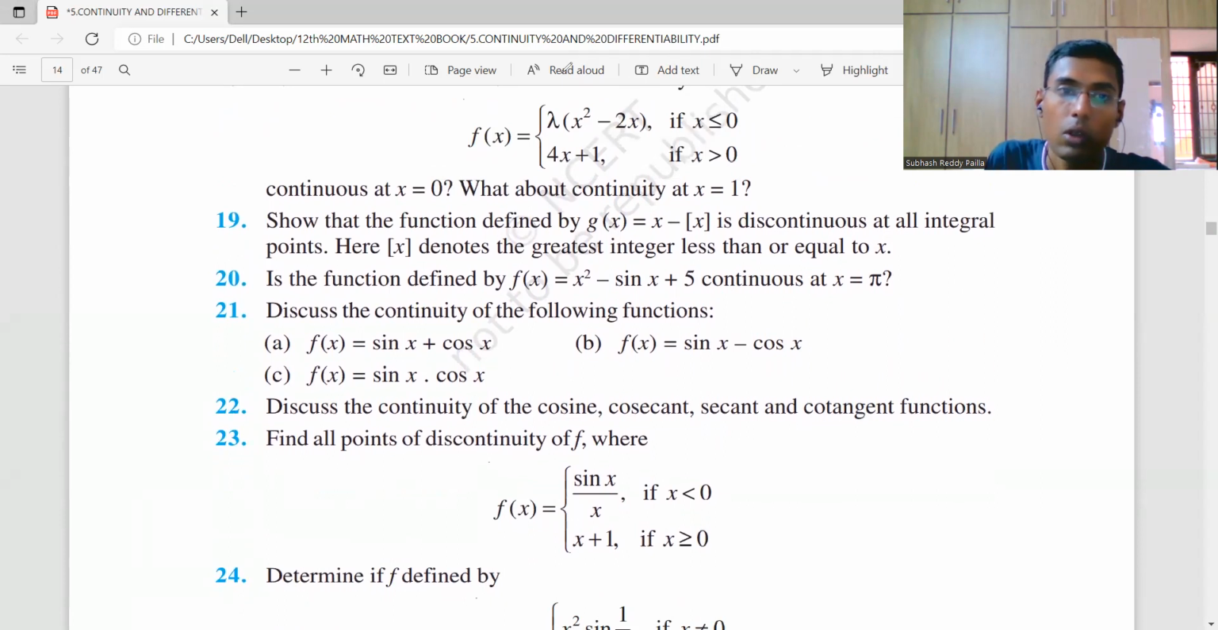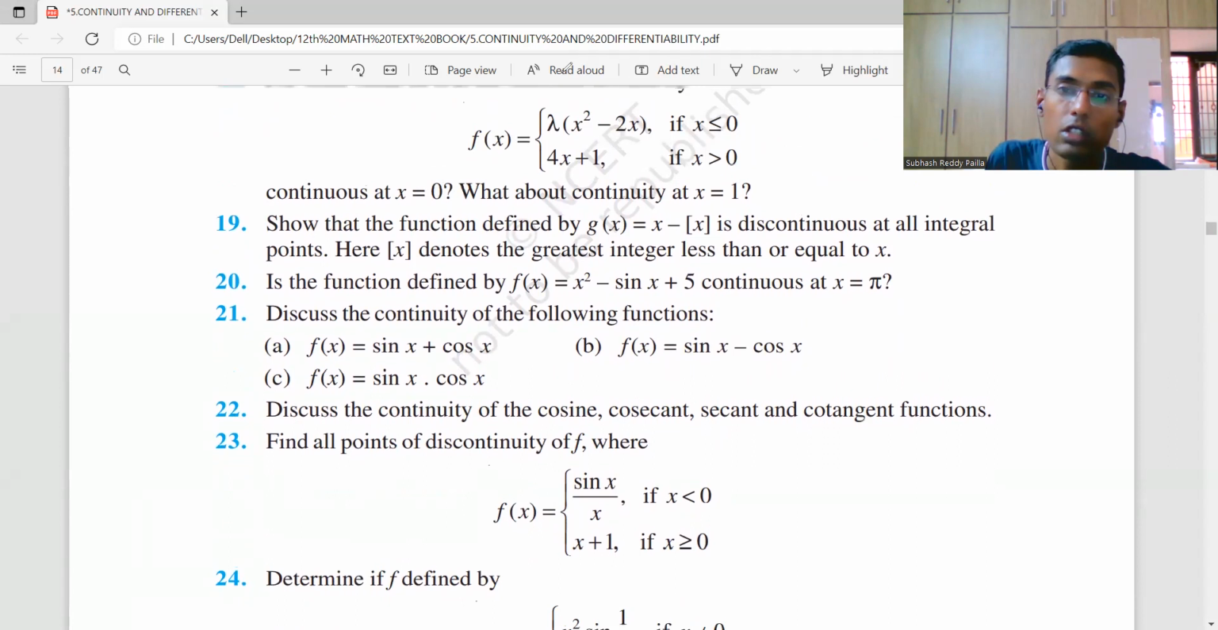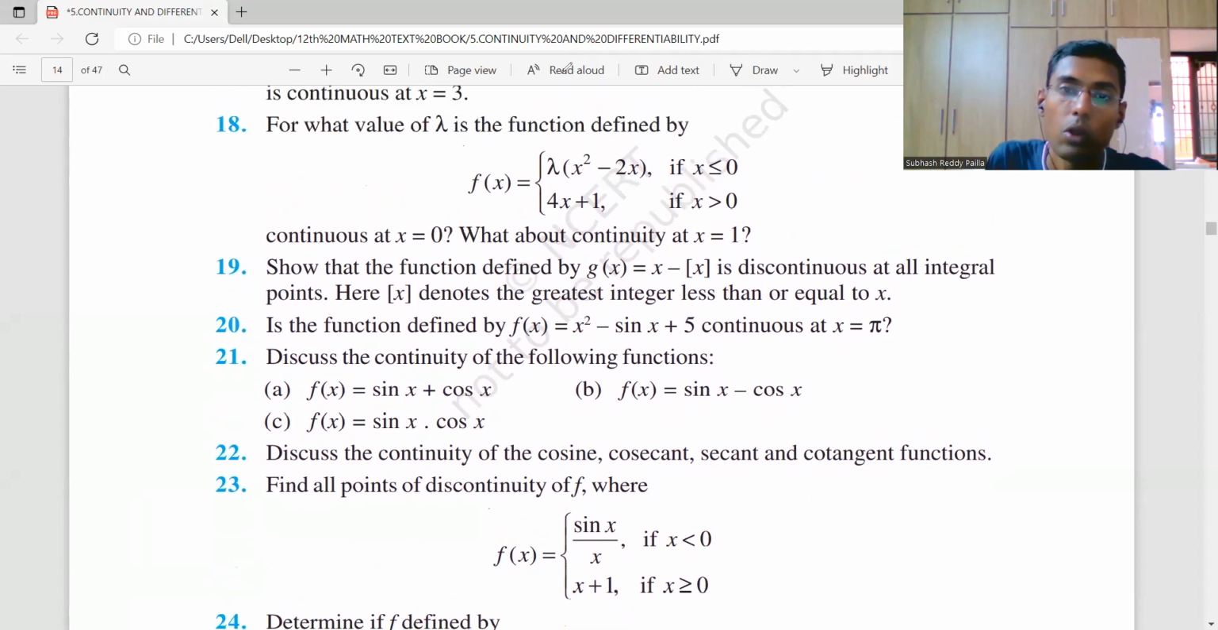Okay, this 19th question, did you do it? Show that the function defined by g of x equal to x minus integral part of x is discontinuous at all integral points, where integral part denotes the greatest integer less than or equal to x. 19th, did you do?